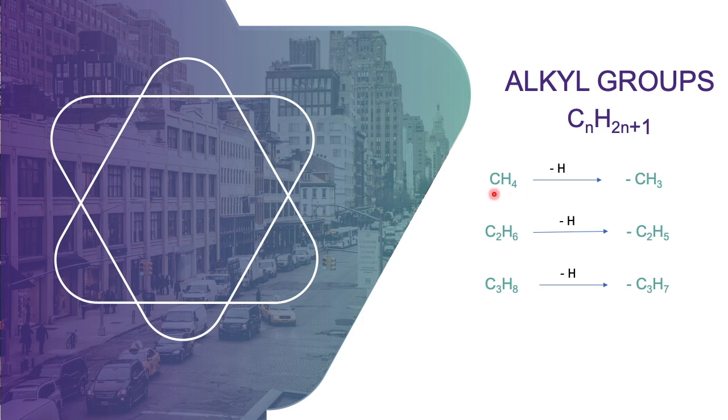So from methane, we get methyl group. Similarly, from ethane, removing one hydrogen, we get ethyl group, that is C2H5. From propane, we get propyl, butyl, and so on. So the general formula here is very simple. We are removing just one hydrogen from the alkane. So the formula becomes CnH2n+1.